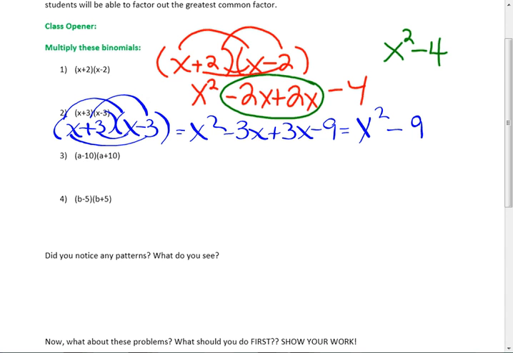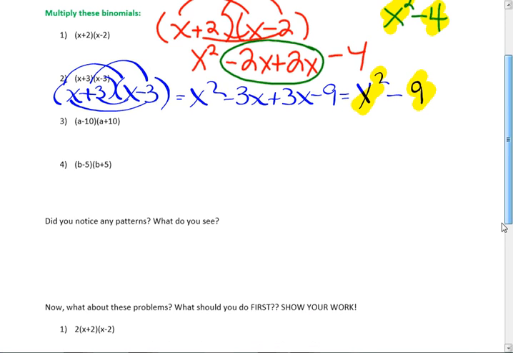There's something special about these numbers here. Do the next one. Can you just give me an answer? It's a plus 10, a minus 10, a plus 10. What'd you get? That's right.